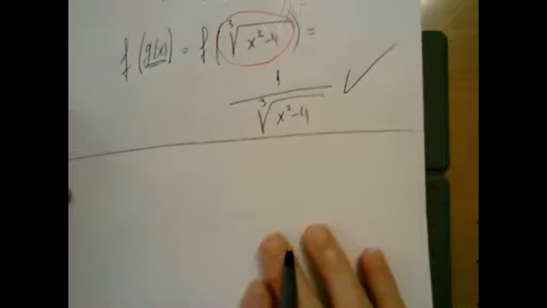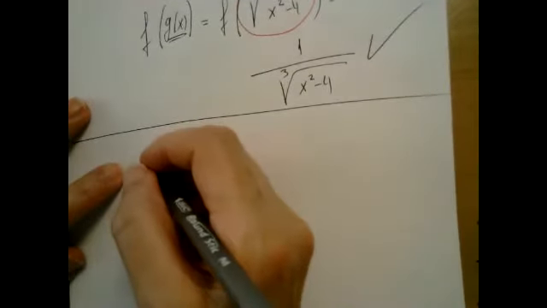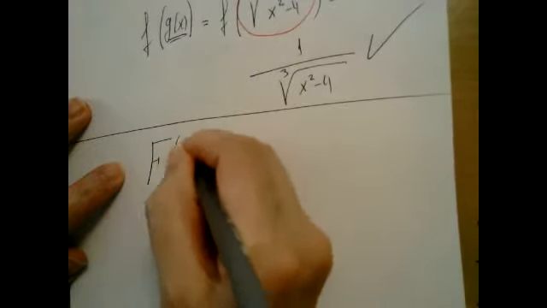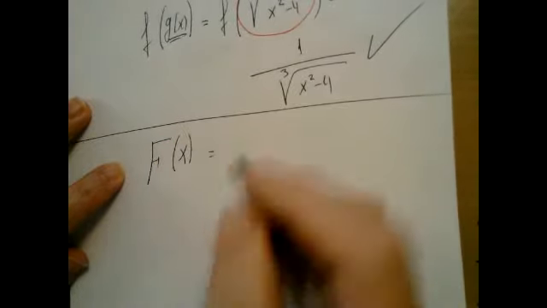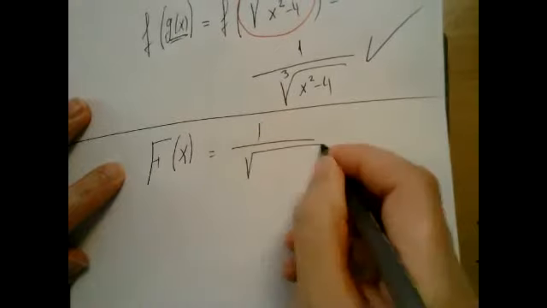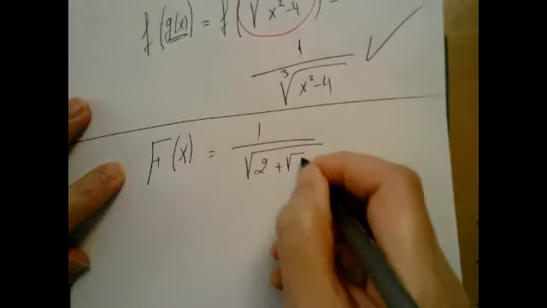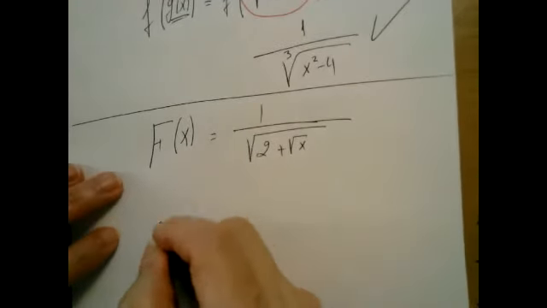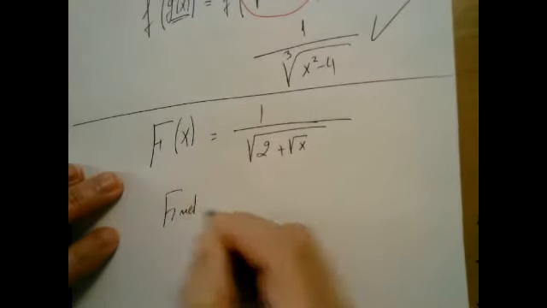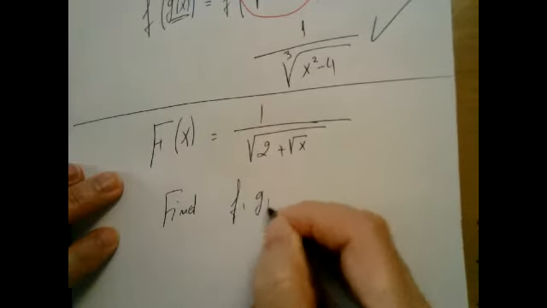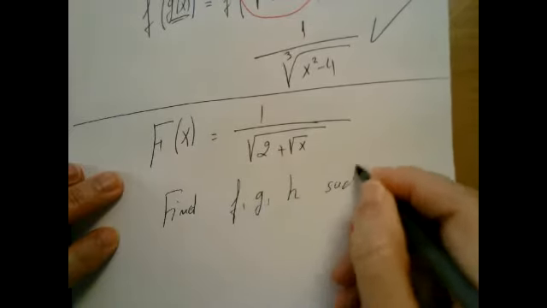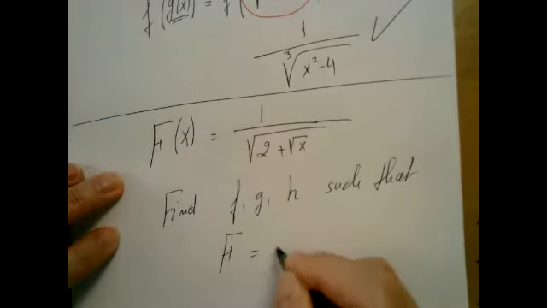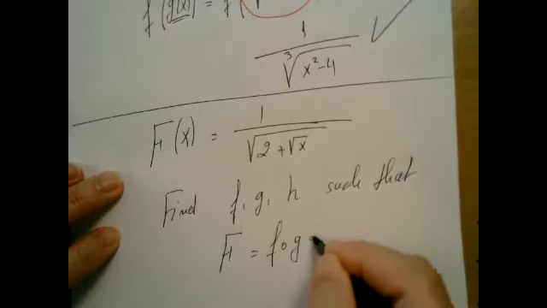So my last example, I will give you the following. I'm going to take f of x equal to this big F, 1 over the square root of that. Okay, and the question is, I want 3 functions. Find 3 functions, f, g, h, such that my function f is the composition of the 3.